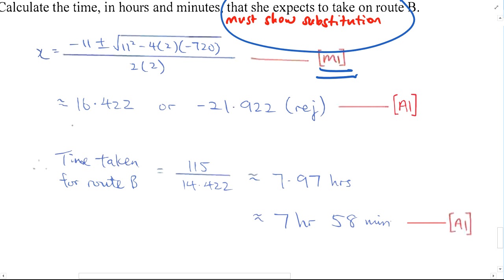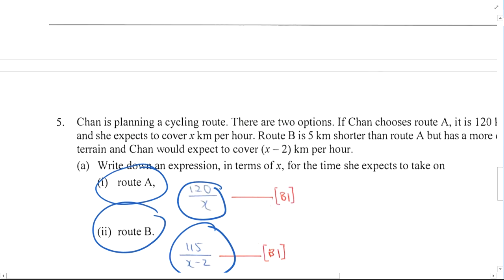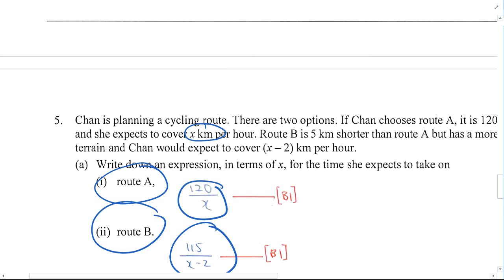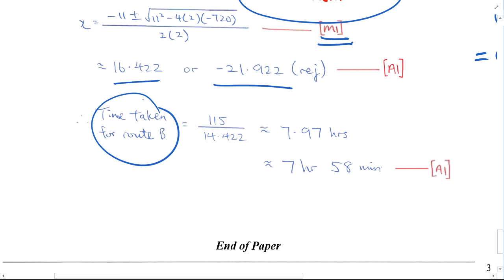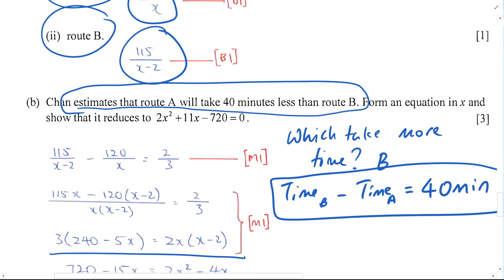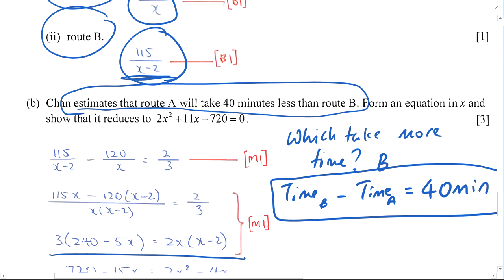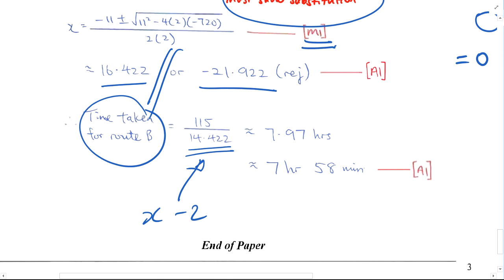Okay, so we will end up with 2 answers, one of which is rejected because x stands for speed. X is for speed. Speed can only be positive. So the time taken for root B will be 115 divided by x minus 2. Okay, in our denominator, it will be x minus 2. 115 divided by x minus 2 over here. So some of you were careless. Divided by x. Some were worse. You thought that this was the final answer. No. Read the question carefully.